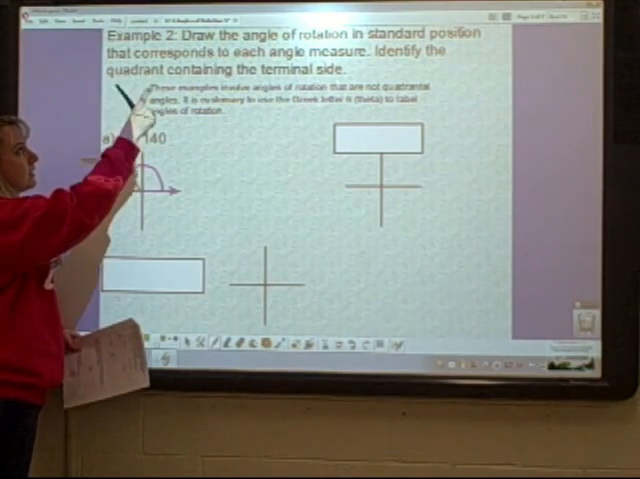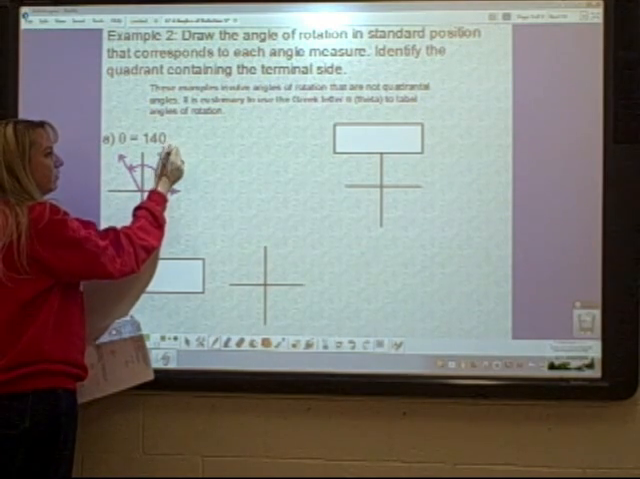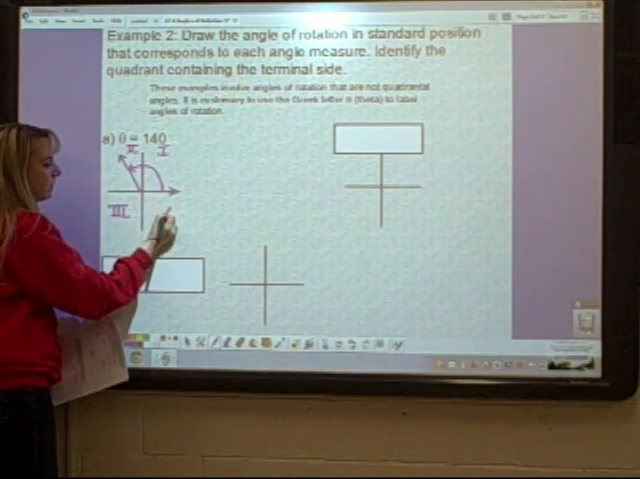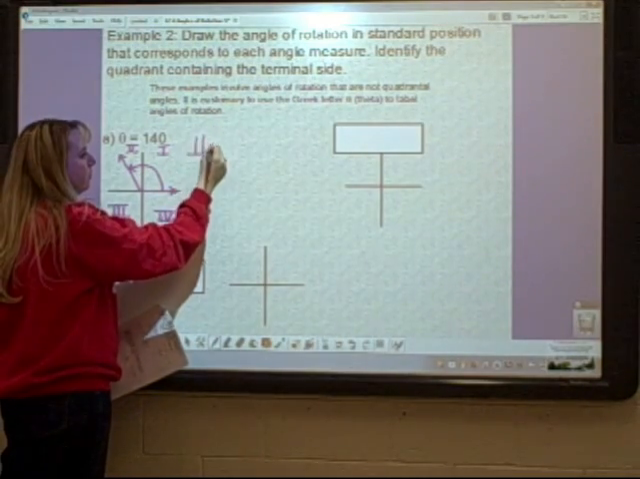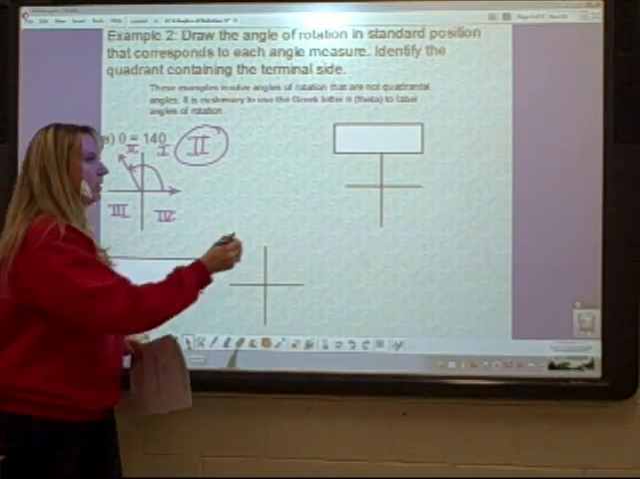And then it says which quadrant is the terminal side in. Well, let's review. You've got 1, 2, 3, and 4. So it would be in quadrant 2. So let's look at this one.